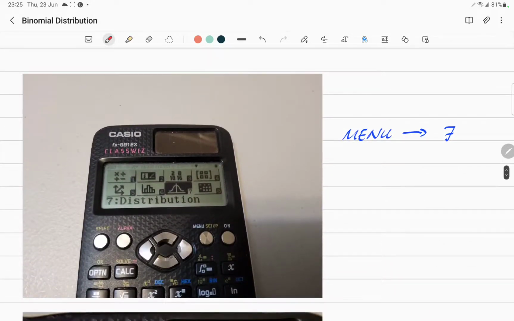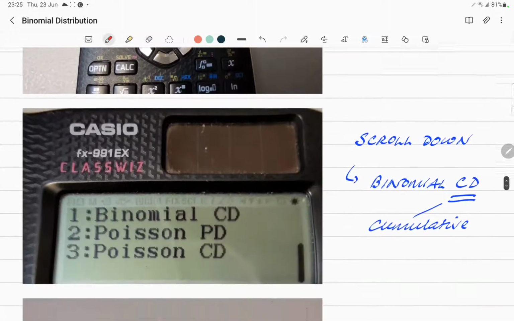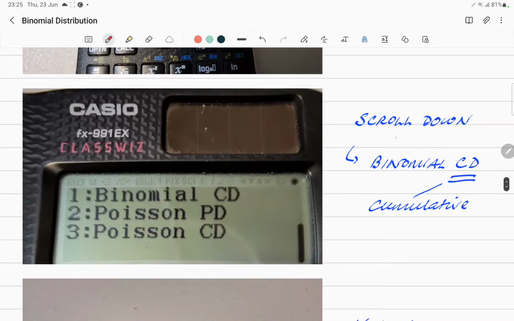Okay, how do we get to the cumulative distribution, the binomial distribution, in your calculator? All right, press the menu button, and scroll down to 7. So that's there, the distributions, all right? So menu 7, okay? And then scroll down just once, and you come across this thing, binomial CD, all right? CD is what tells you it's cumulative, all right? So pick that one, yeah? Press 1.